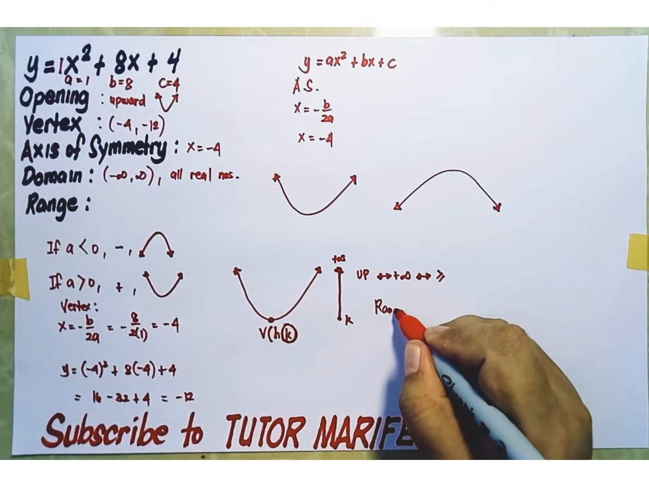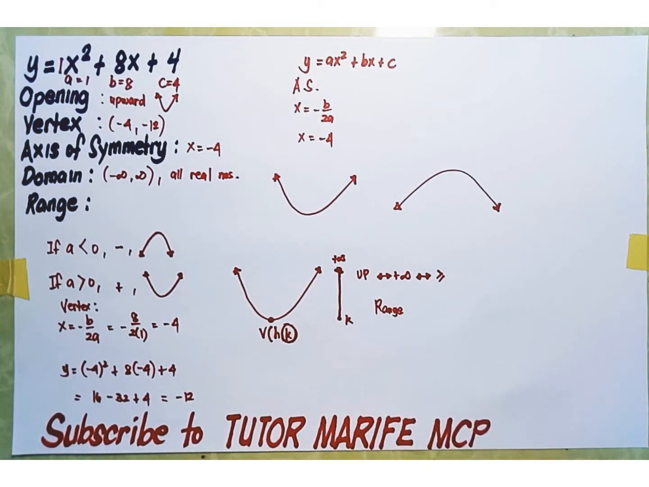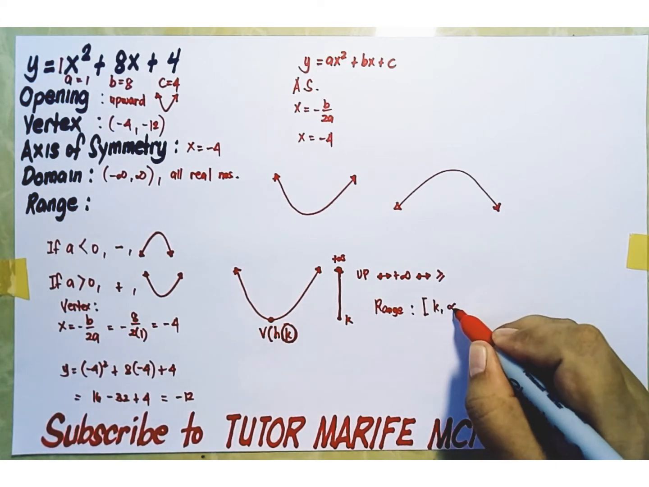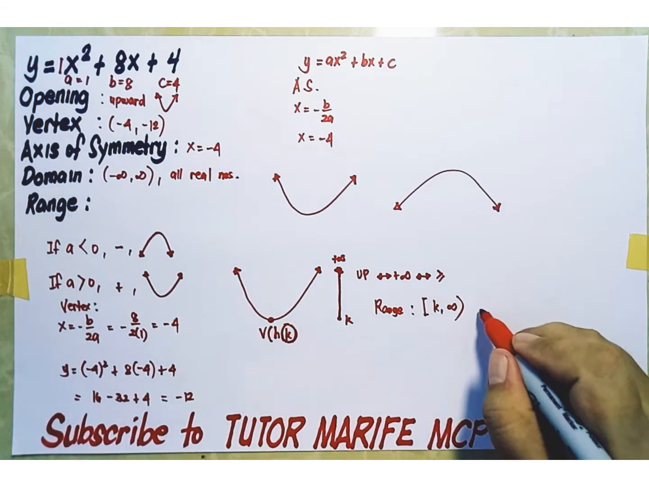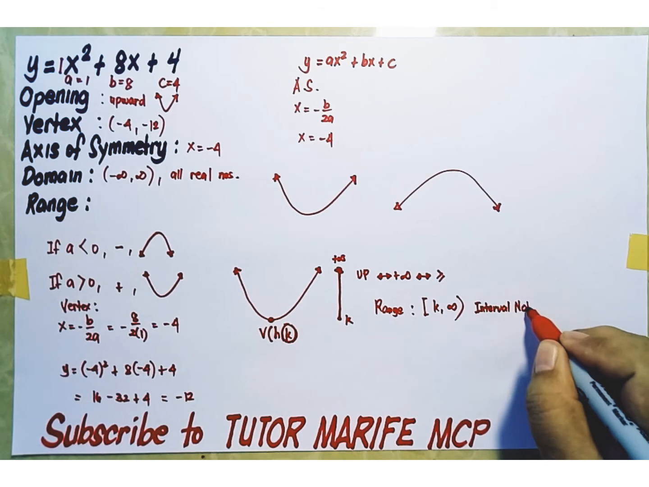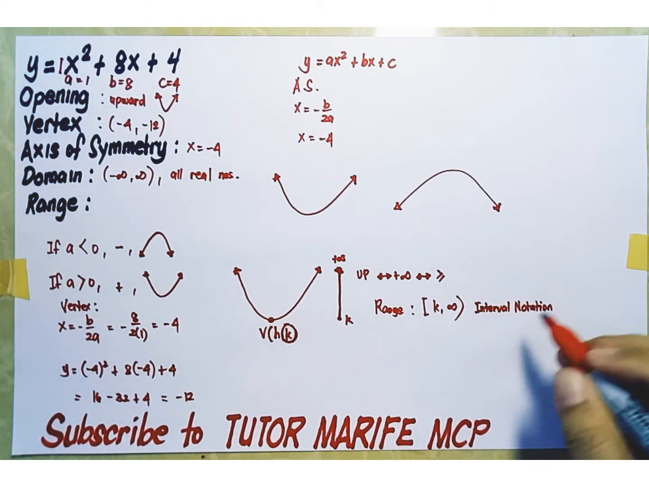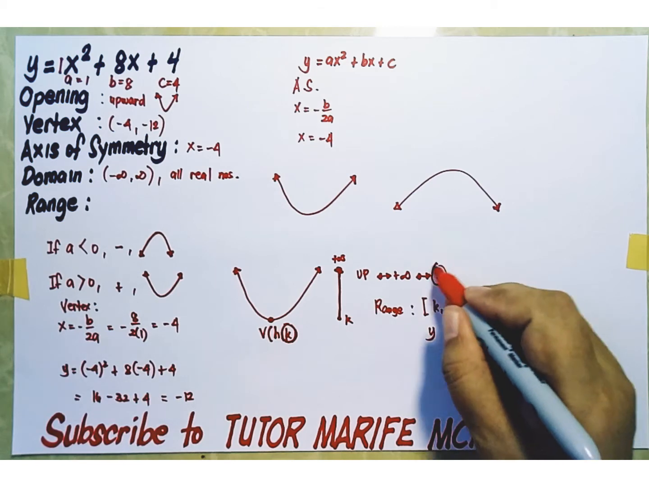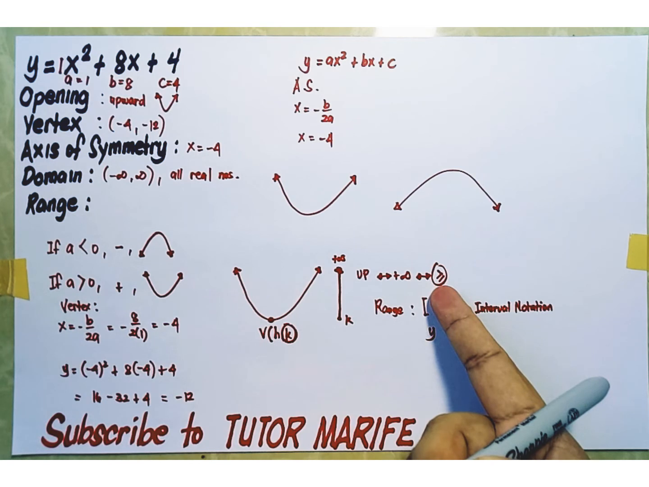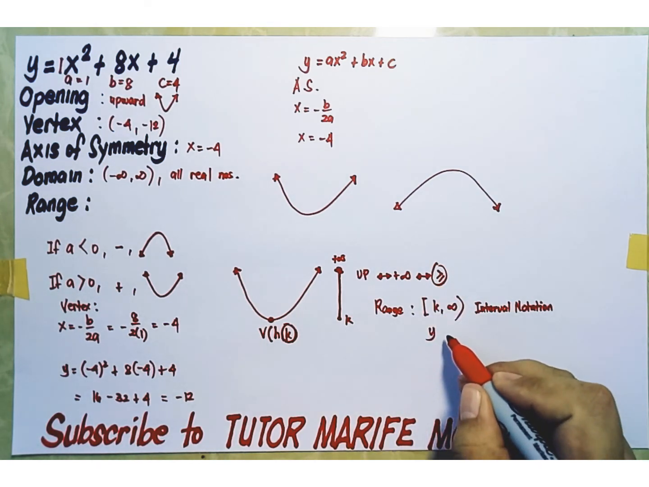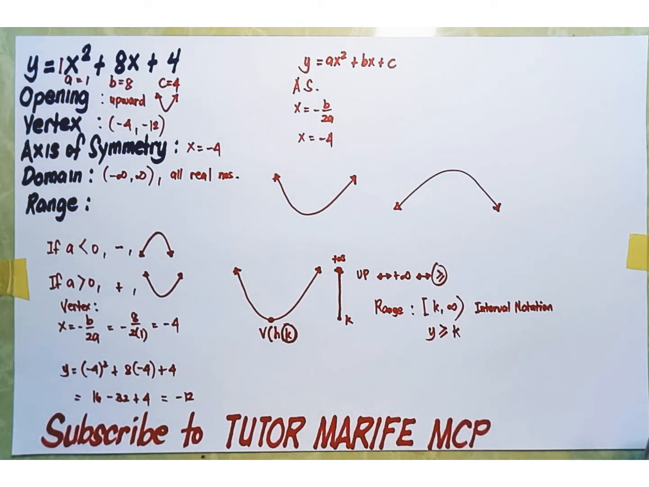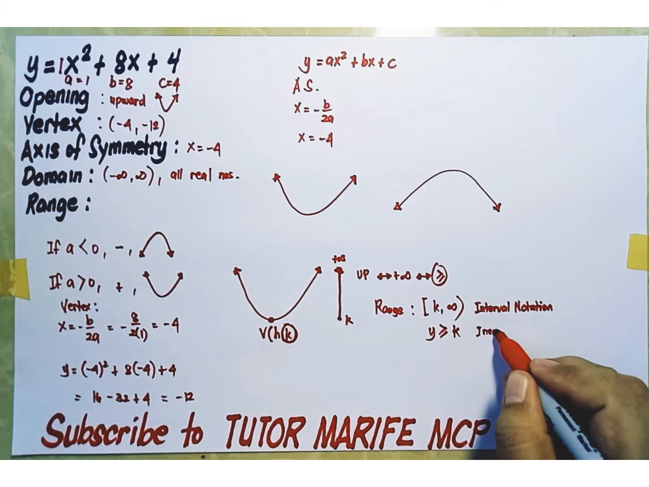So the range of any parabola that opens upward is from k to positive infinity. This is in interval notation. You can also express the range in inequality notation. Remember that up is also associated with the inequality symbol greater than or equal to: y is greater than or equal to k. This is in inequality notation.